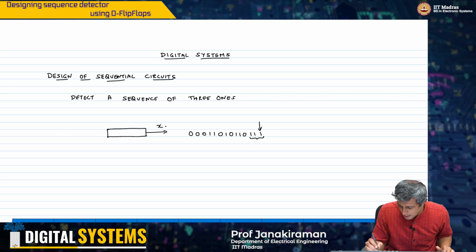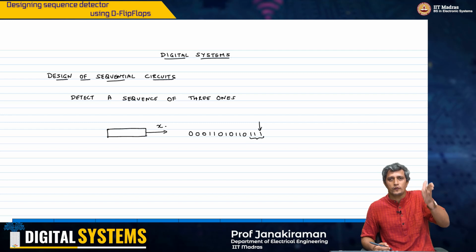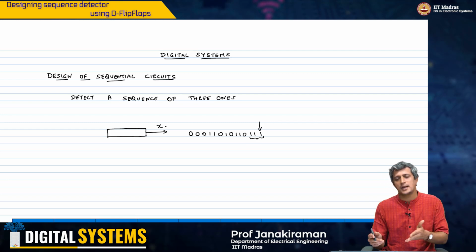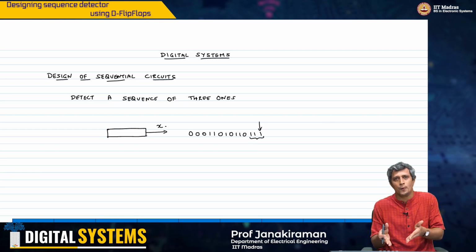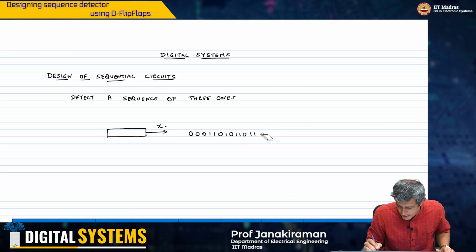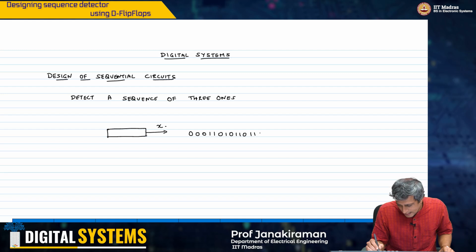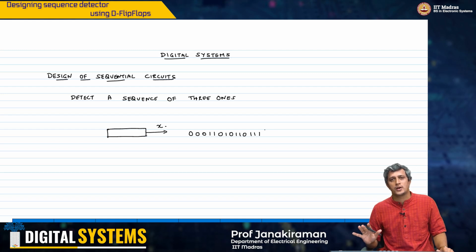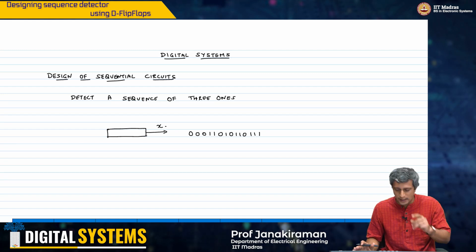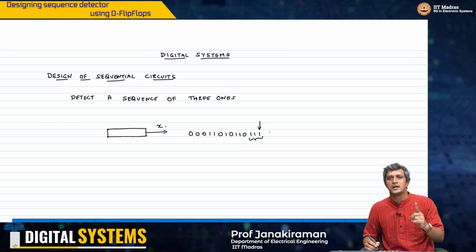This is the idea, and what we want to essentially do is to make sure that we flag, after this bit has come in, that we have now seen a sequence of three ones. Clearly until this point, a sequence of three ones has not arrived yet. After this 1 1, unless I get the next one, I'm not sure that I've seen the third one.